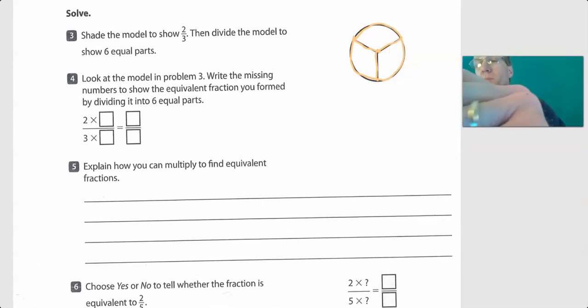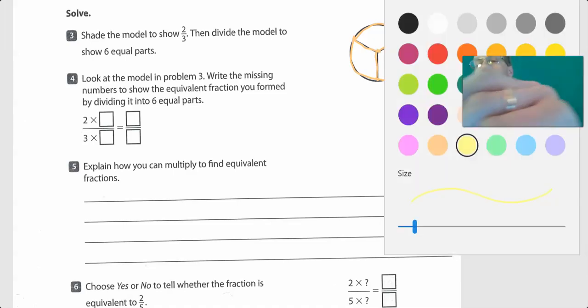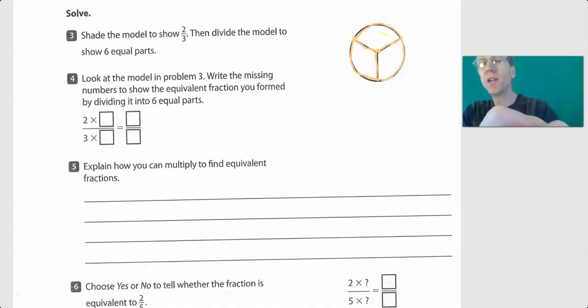Okay, so we shade it. Let's pick a light color. Shade in 2. So there, I'm shading it in. It's a pretty light color. I'll shade in 2 of those. There we go. And I got it. Okay.